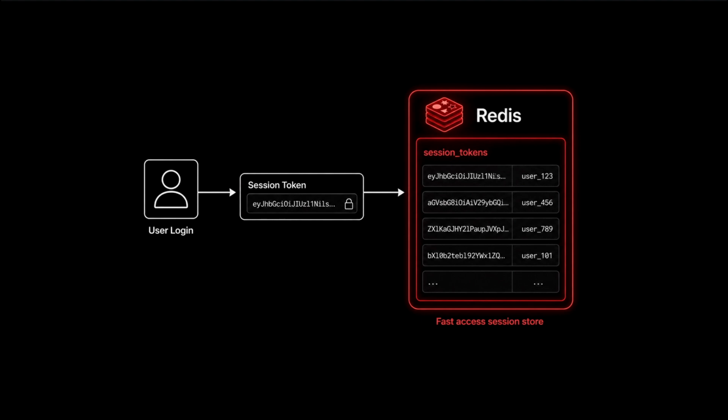That session information needs to be checked quickly on many requests. Instead of repeatedly reading that data from a slower database, many systems store active sessions inside Redis. This makes authentication checks much faster and more efficient. And when you're serving millions of users, even small speed improvements matter a lot.